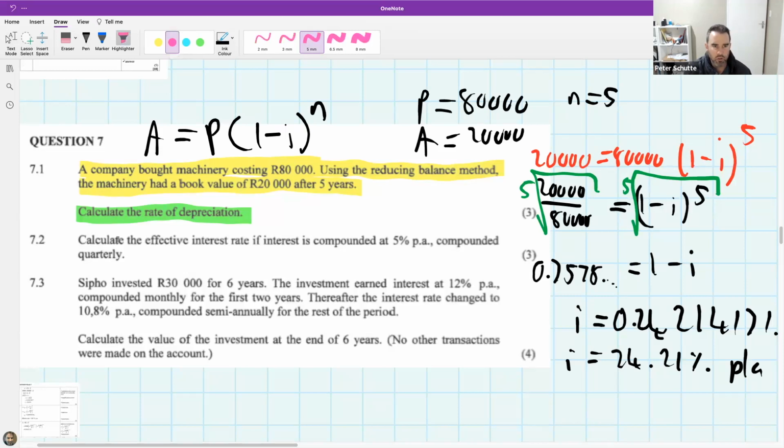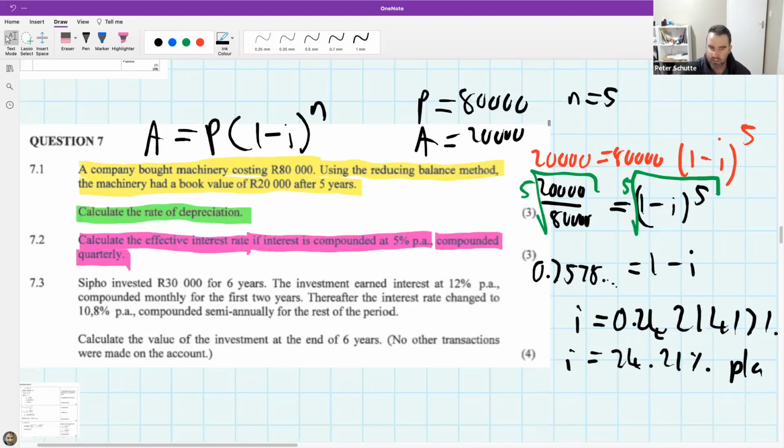Okay, well, let's do the same effective interest rate calculation question again. I want you to calculate the effective interest rate if the interest is compounded at 5% per annum, compounded quarterly. It's a very common exam question, like you can see. So I want to make sure when you see that question, your face lights up. And notice this is not a depreciation question. It's from the previous lesson. And see if you can remember that formula that I gave you. Each time you write it out, it gets a bit easier to remember.